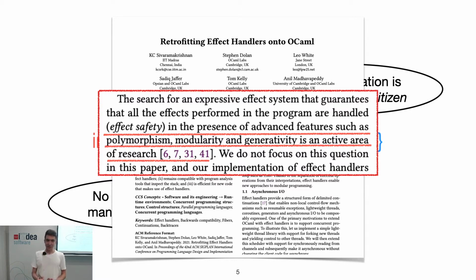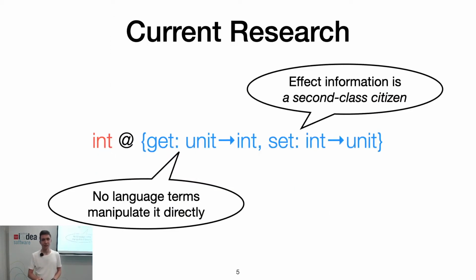And effect safety is not something that current systems can guarantee yet in the presence of advanced features such as polymorphism, modularity, or generativity. It is our idea that this problem arises exactly because current type and effect systems treat effect annotations as second-class citizens and don't have terms to manipulate them in the language. So what we think is missing is exactly this ability to manipulate effect annotations directly.